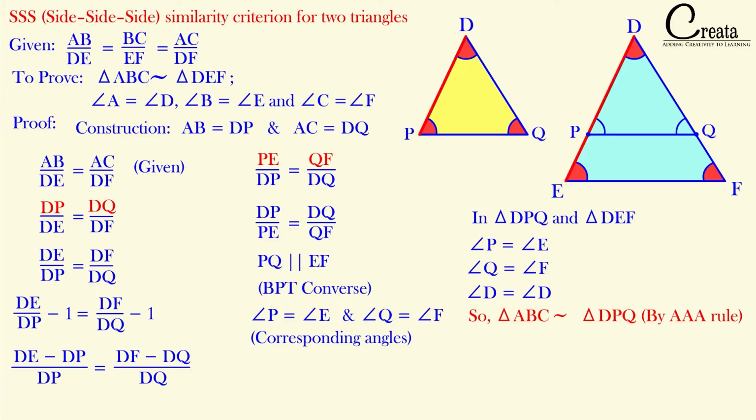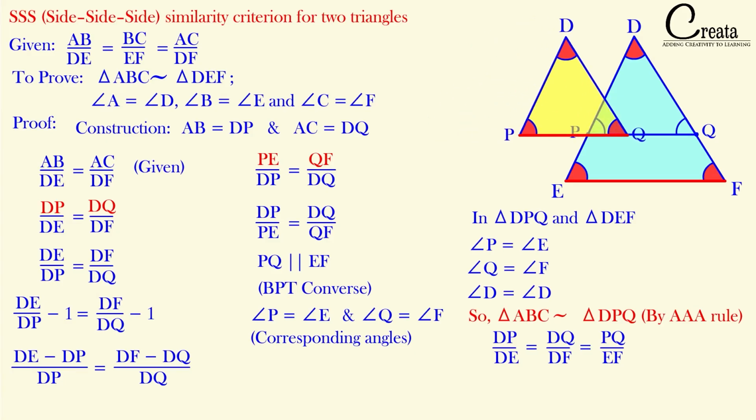Here DP and DE are the corresponding sides. So dP upon dE will come as the ratio. dQ and dF are also the corresponding sides, and PQ and EF are also the corresponding sides. So the ratio of all the three corresponding sides will be equal to each other. This is as per the concept of similarity of the triangles.